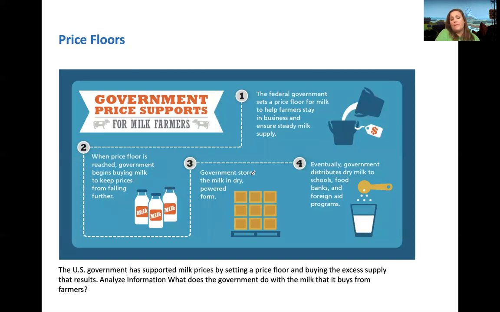Here's one way that the government can support dairy farmers. They can enact a price floor. They can set a price floor for milk. And when the price of milk drops down to that price floor, what the government will do is they'll start buying the milk to keep the price from falling any further. So that will help increase demand because the government is now purchasing it. They will take that milk.